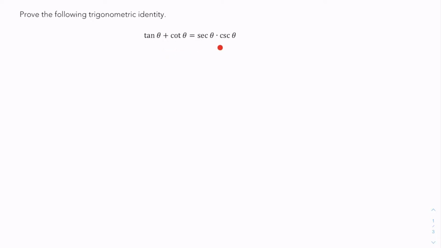In this case, I guess you could toss a coin, but my intuition tells me that the left-hand side might be a more instructive place to start. So let's start with the left side, LS, and I know that's equal to tan theta plus cotangent theta. And remember, I want to get this into a product because what's on the right-hand side is the product of two trig functions.